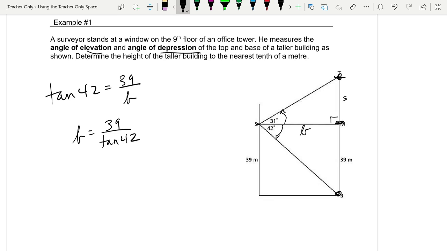And I'm not going to bother punching that in. You can if you want, but I'm not going to bother because that's not the answer I want. The answer I want is this side here. So let's make a trig equation for that.